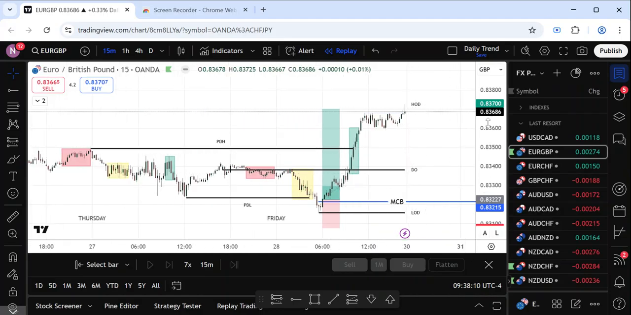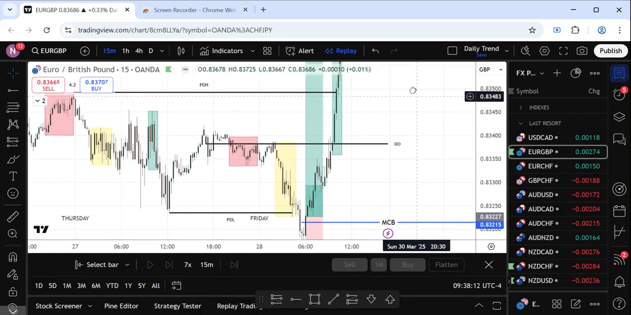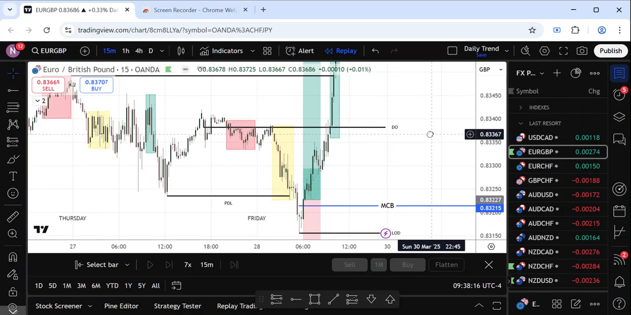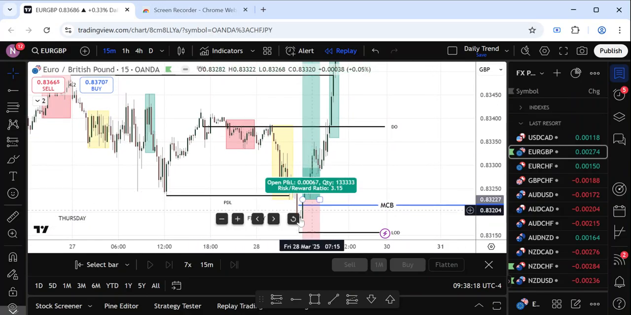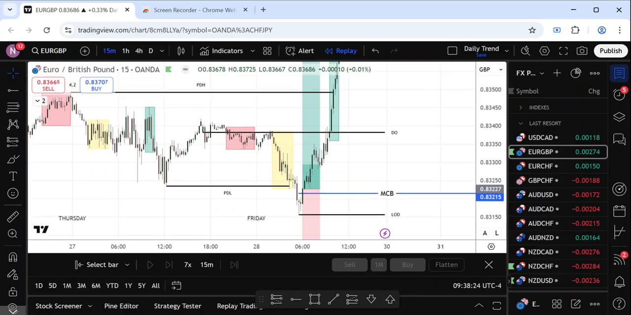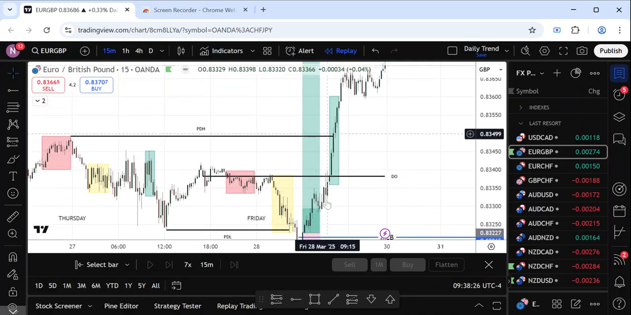But this is textbook right here. This is all I'm looking for in a long trade. Price below the prior day low during London, the low of the day holds, break above the money candle. Boom. Whenever it can hit the prior day high as a take profit, that's ideal as well.